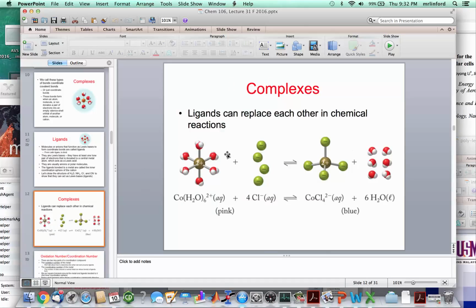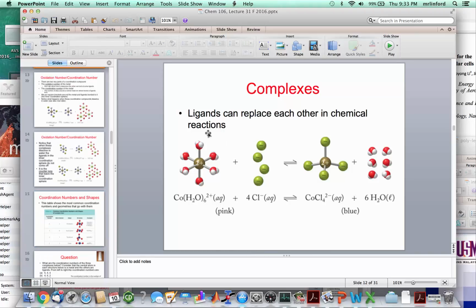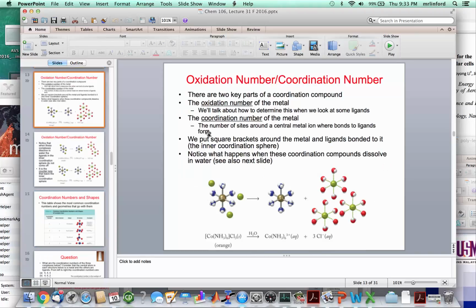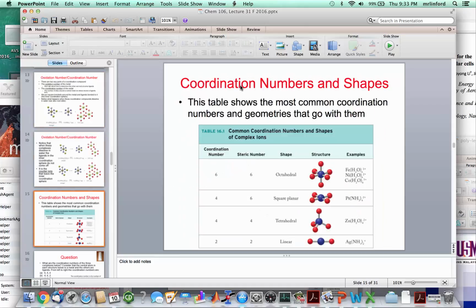We can have ligands. Ligands are Lewis bases. The electron pairs from the ligands are donated or bond into empty orbitals that are on the metal ions. You can have ligand exchange reactions, as was demonstrated here. The oxidation number and the coordination number are the two most important parameters that characterize a transition metal complex.